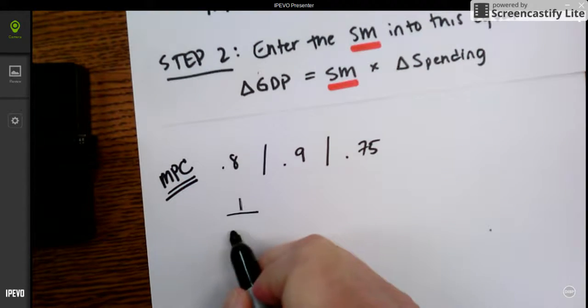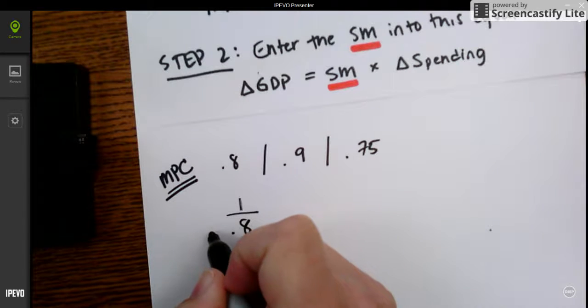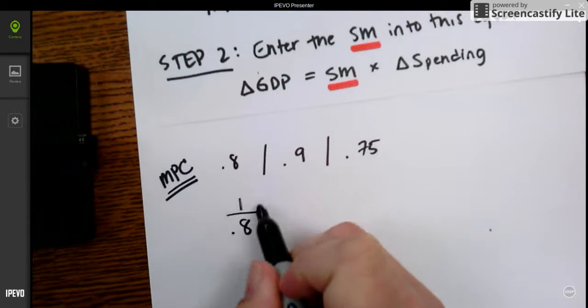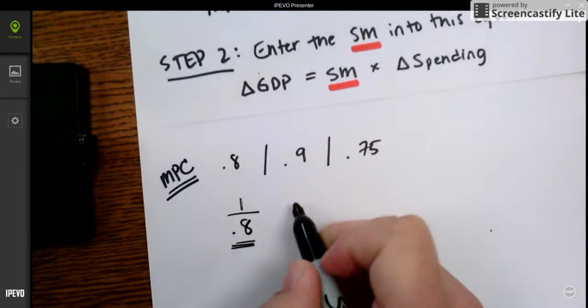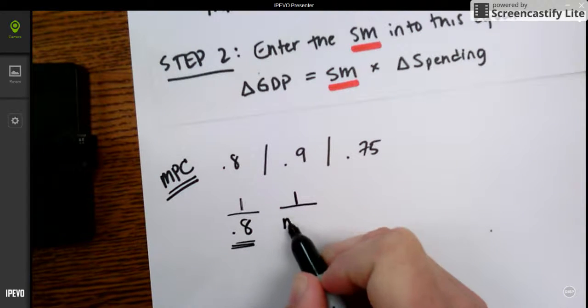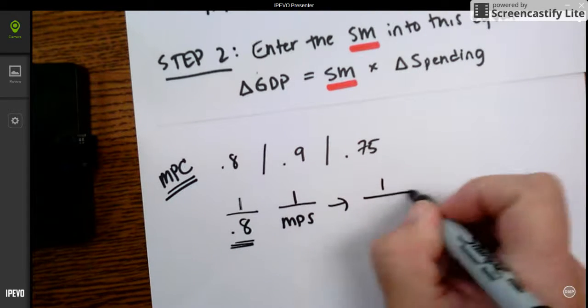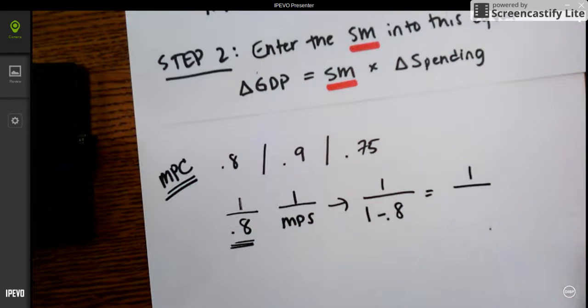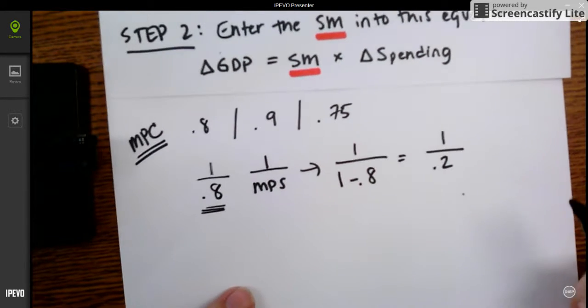So if I have 1 over 0.8, okay, I have to think about how to convert this, right? But I need to be careful not to do it as 1 over 1.8 because I need the 1 over the MPS. So what I need to do is 1 over 1 minus 0.8. And I find that this comes out to be 0.2. So how do I get rid of 1 over 0.2?